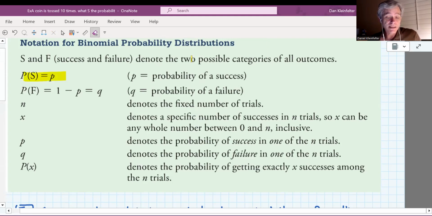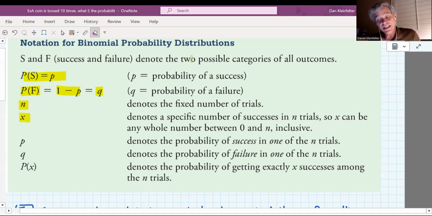Probability of success will be little p. So probability of failure will be the complement, right? 1 minus little p, and that's going to be called Q. The probability of failure will be Q. N is going to be the number of trials. So if we toss a coin 10 times, it's going to be 10.